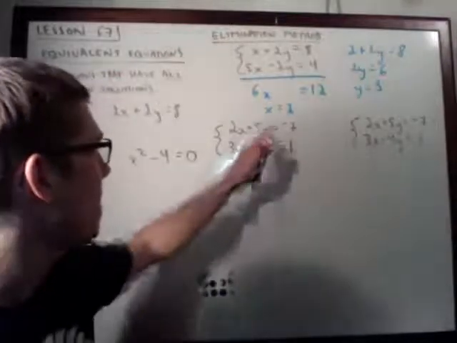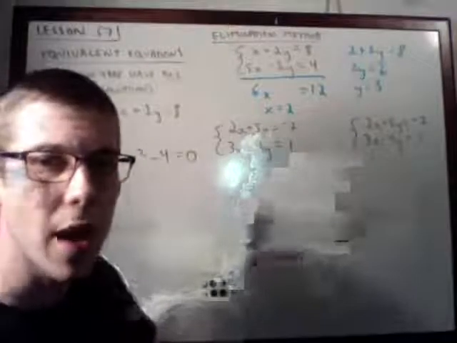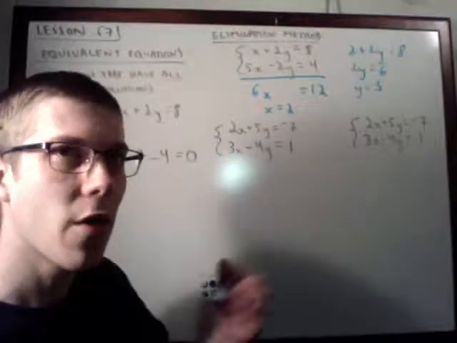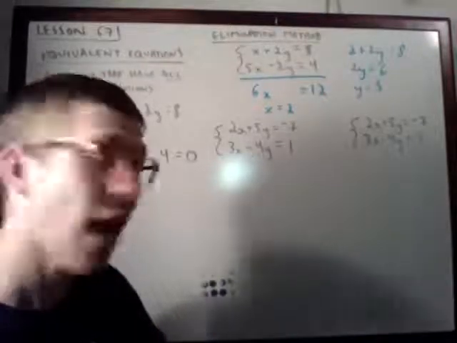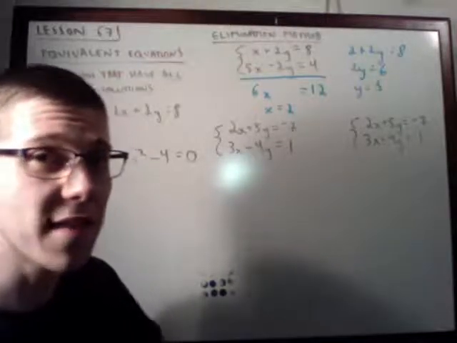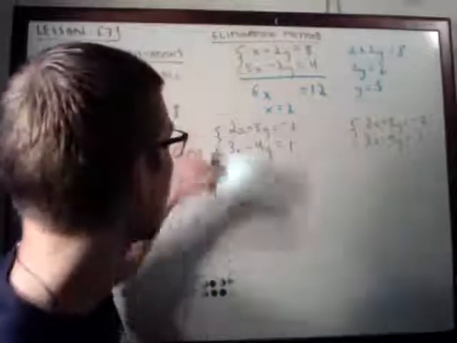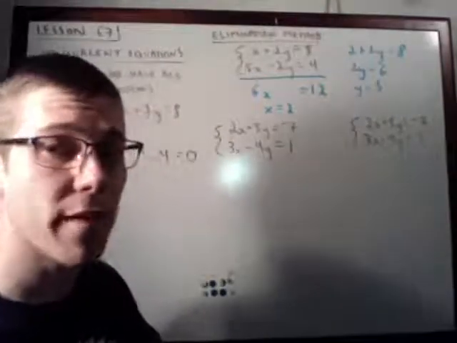And so we see this plus 5y and this minus 4y, 5 and negative 4. We should be trying to get to the same number and its opposite. 5 and 4, we can get to 20 really easily with both of those. So if we take this first equation and we multiply the whole thing by 4, left and right.